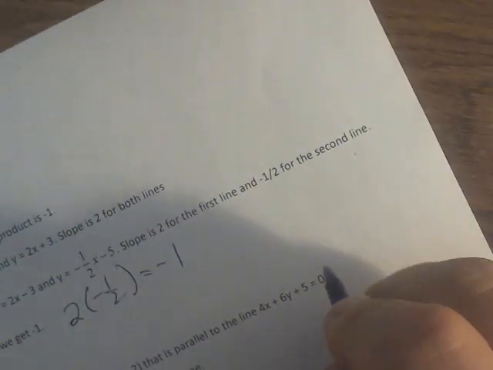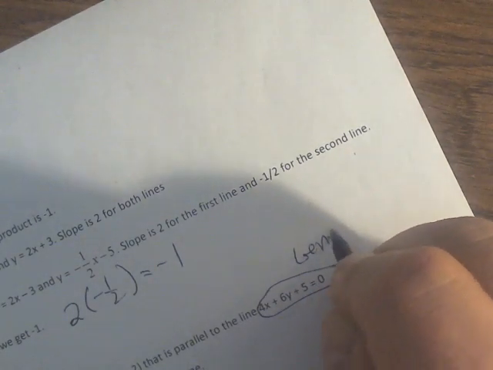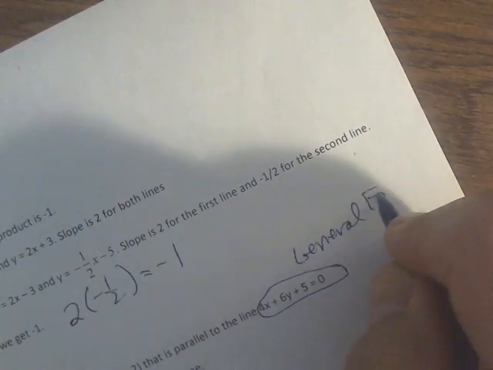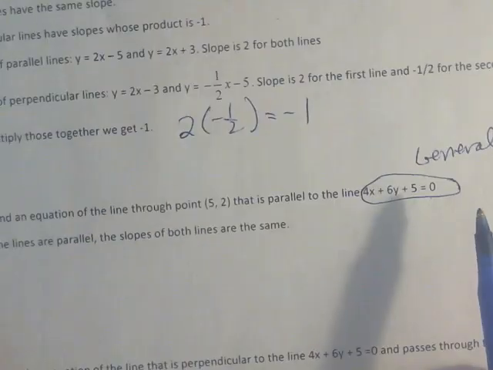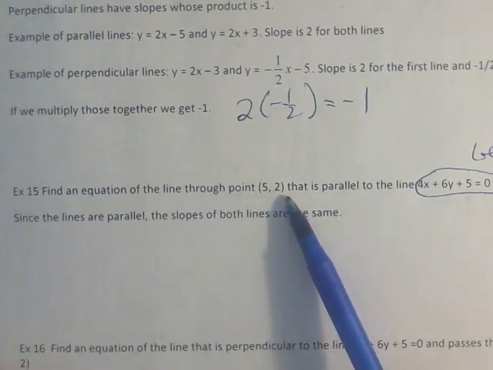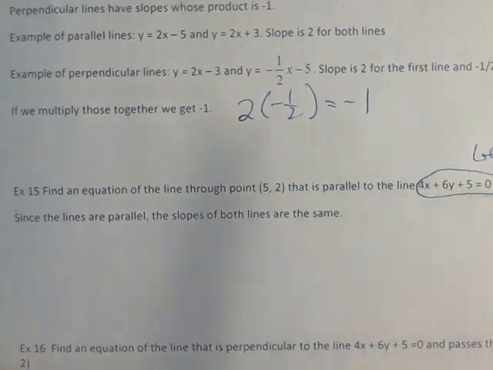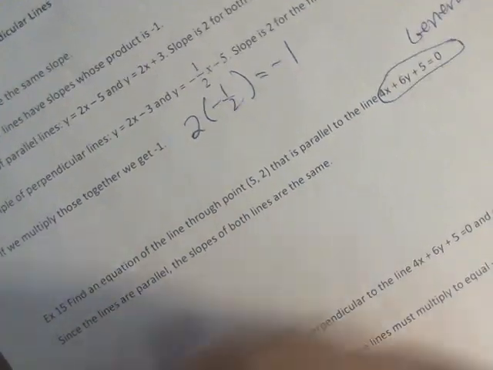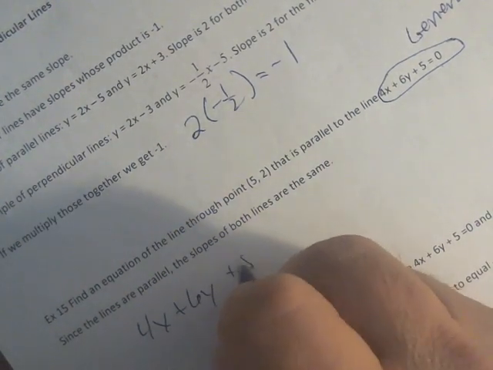So if I want to find an equation of a line that has this point and is parallel to this line, and just for all practical purposes, this form right here is what's called general form. There's all kinds of forms in math. General form is where everything's on one side set equal to 0. But in order to get the equation of the line, I need the slope. I'm going to get the slope from here. Since the lines are parallel, my slope is going to be the same.